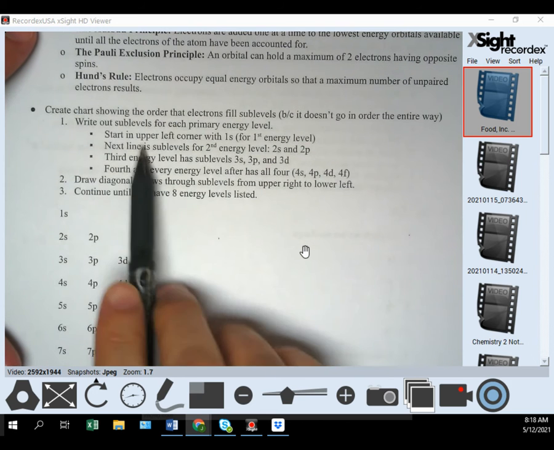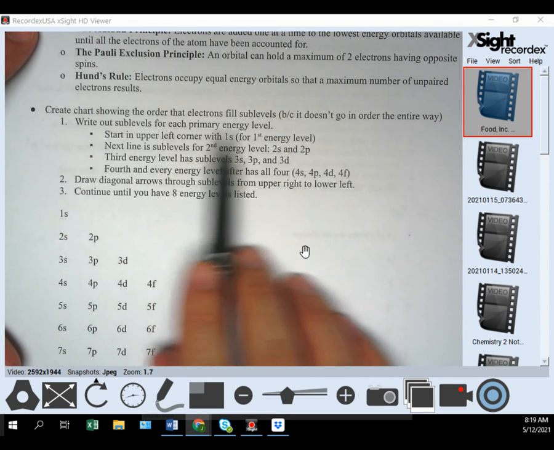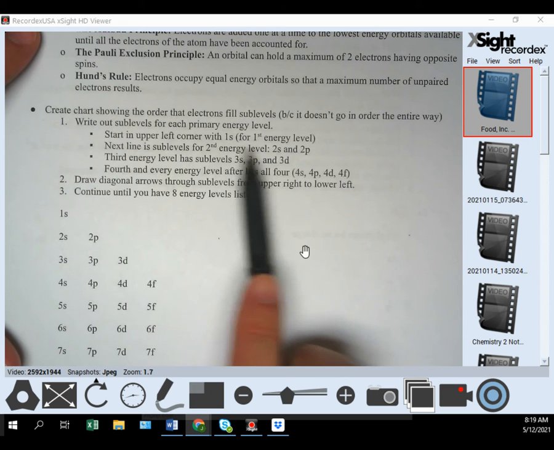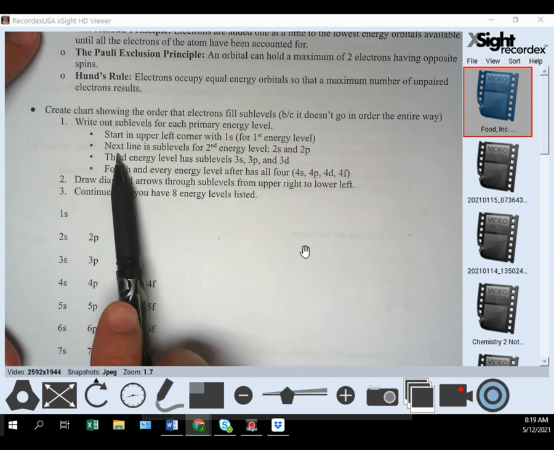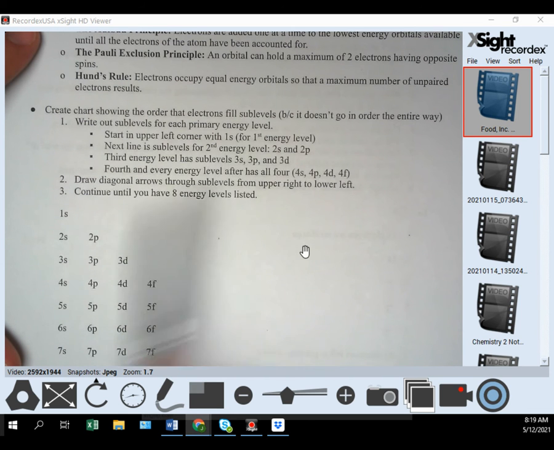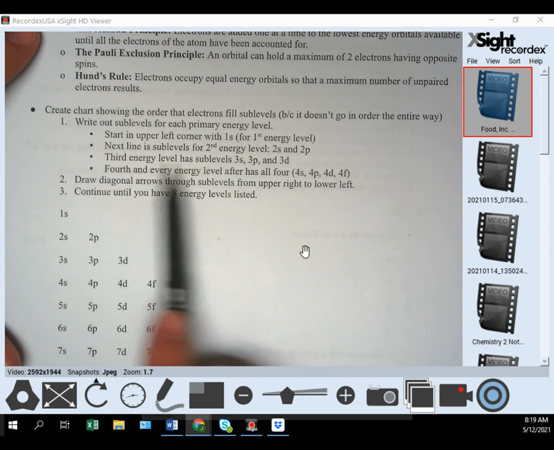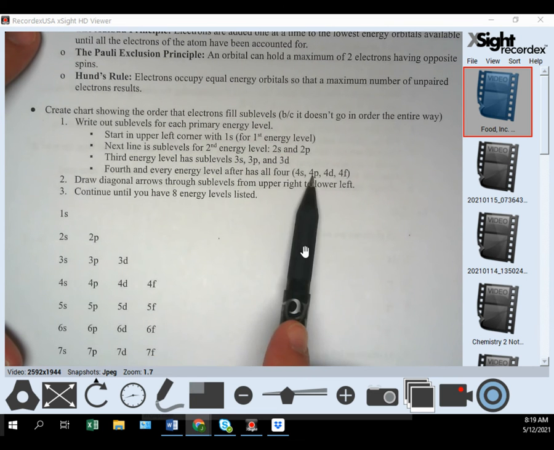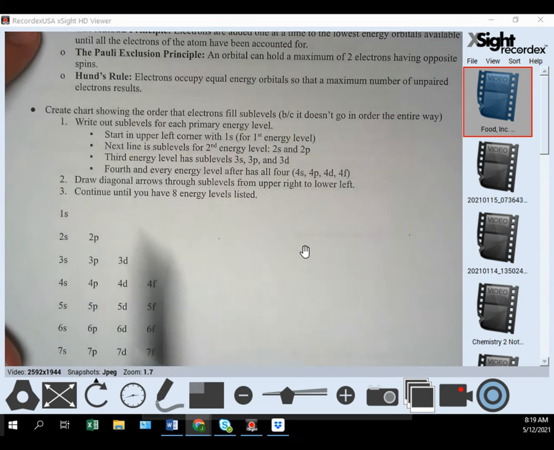Here's how we do it. We write out the sublevels for each primary energy level. Start in the upper left corner with 1s for the first energy level. The next line is the sublevels for the second energy level, 2s, 2p. The third energy level has sublevels 3s, 3p, and 3d. The fourth and every energy level after it has all four. I've already done that for you. I've already done step one.